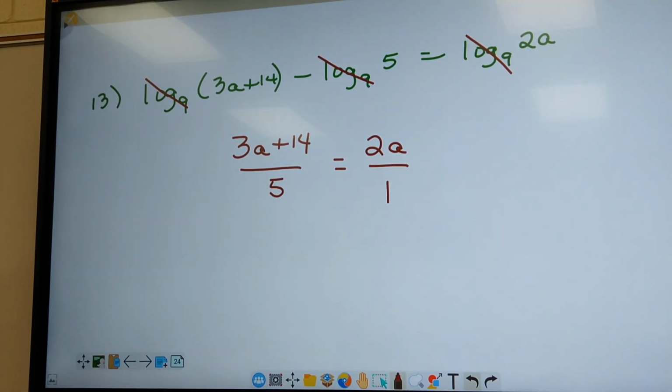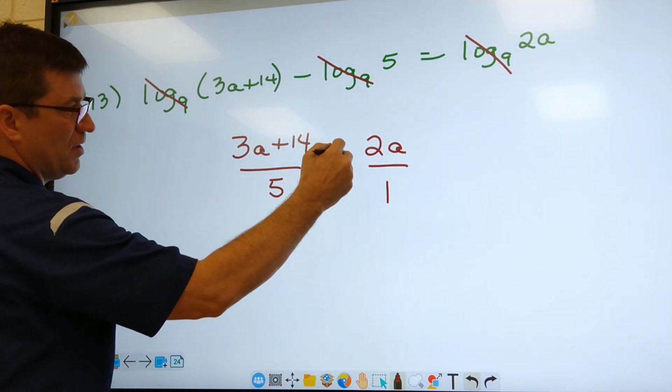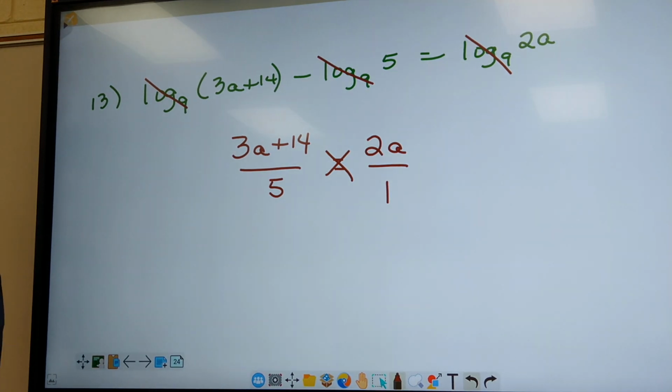Can you just multiply by five? You could, for both of them, which is the same thing that I'm gonna be doing here when I cross multiply. If I've got a fraction on one side, I can have a fraction on the other. Now I can cross multiply. That seems to make it a little bit easier for me.